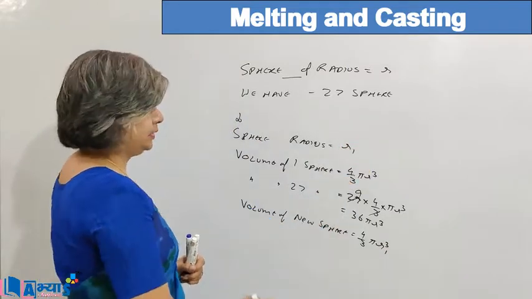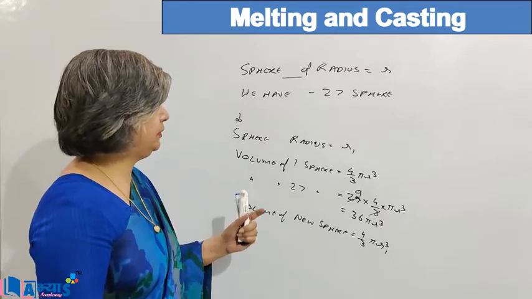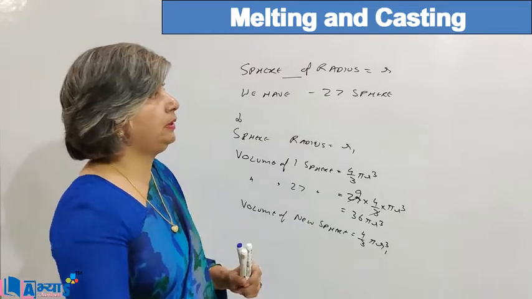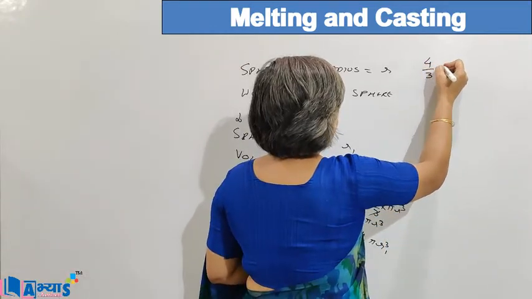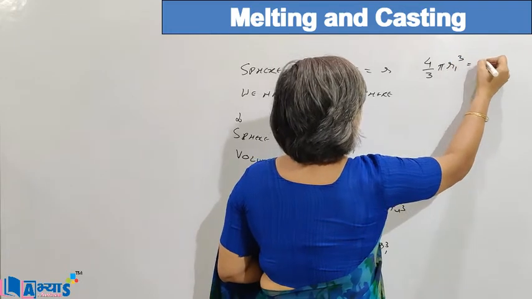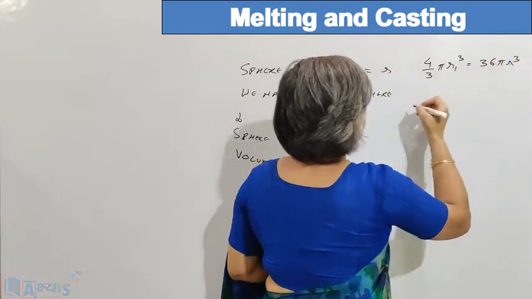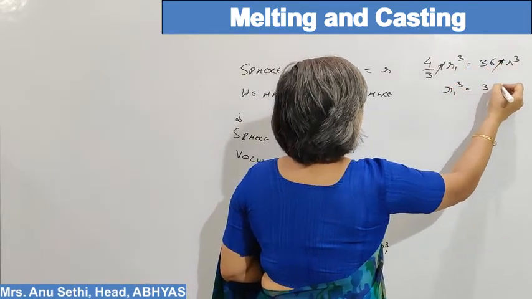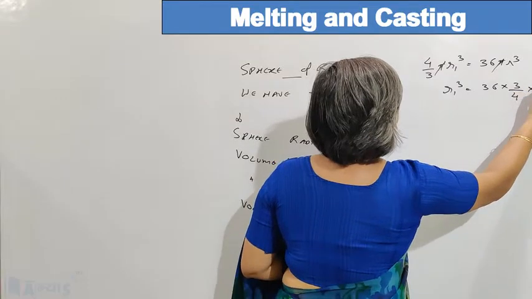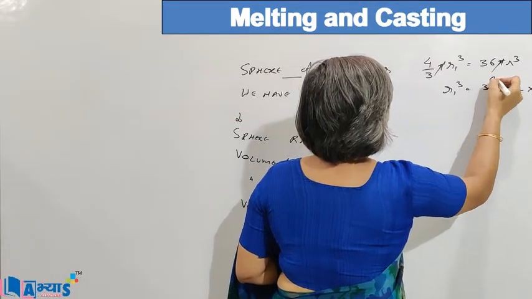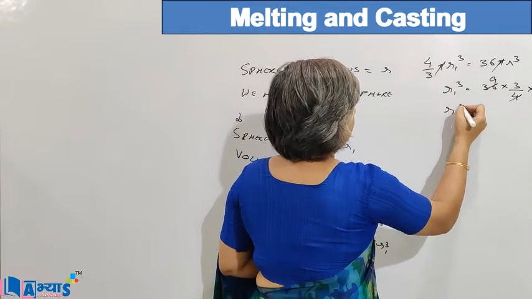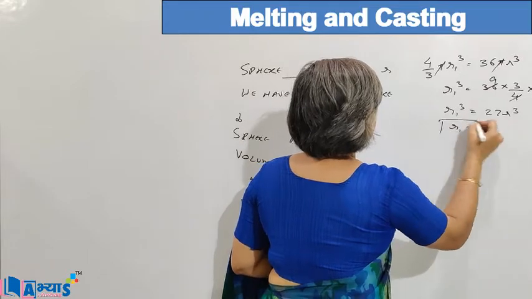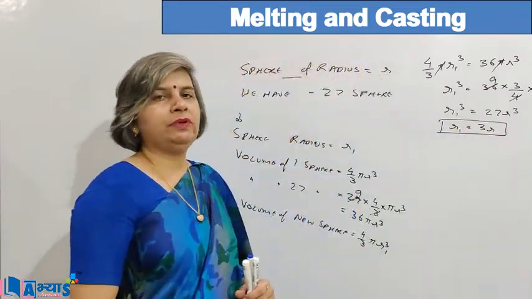As we are melting and recasting, that means we are melting 27 spheres to make a new sphere, so both the volumes will be equal. So 4 by 3 pi r1 cube is equal to 36 pi r cube. On further simplifying, pi can be cancelled out. So r1 cube will be equal to 36 into 3 upon 4 into r cube. It will cancel out, we will have 9. So r1 cube is equal to 27 r cube, or r1 is 3 times r. This is the relation of the new radius with the original radius.